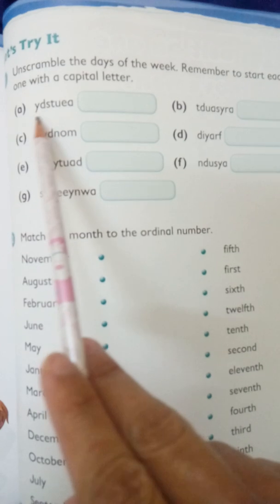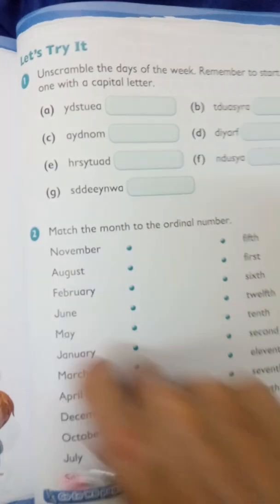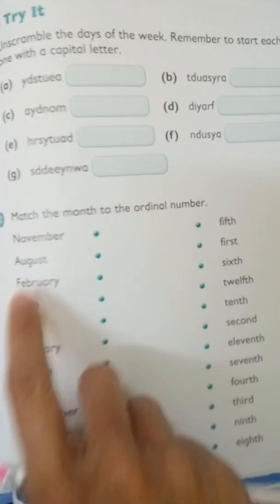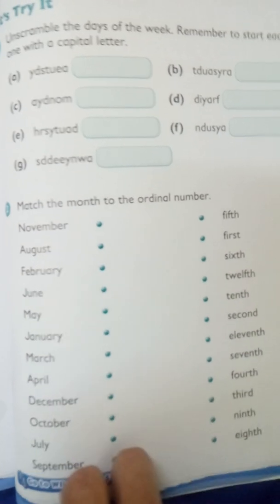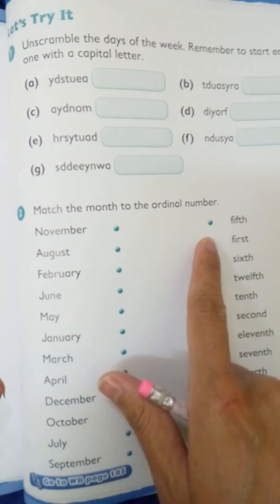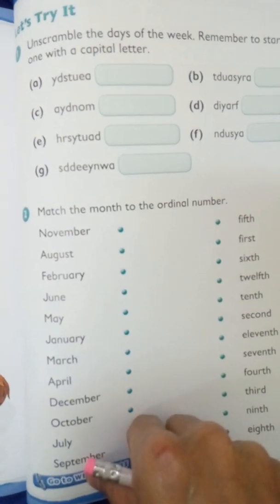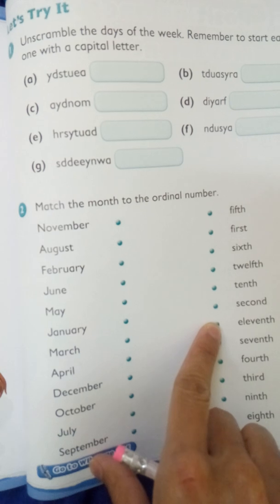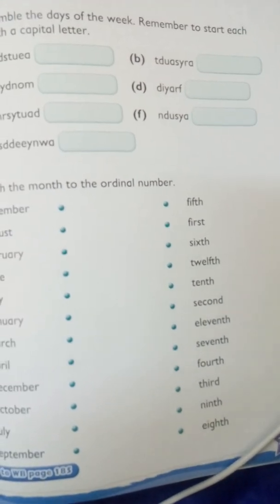Now here you have to unscramble the days of the week. You have them scrambled. You need to reorder them to make the correct word. And then match the months to the ordinal number. Which one is the first? Do you remember? It's January. January is your first month. You match it. What about November? November is your 11th month. Okay, so here you have it in order. Just try to remember these ordinal numbers: first, second, etc.